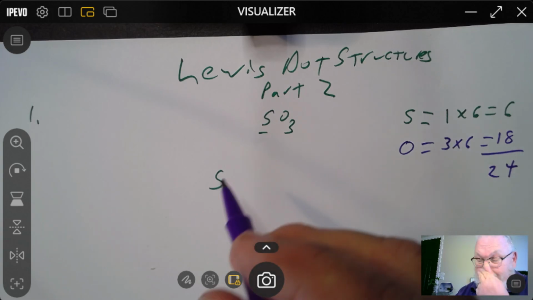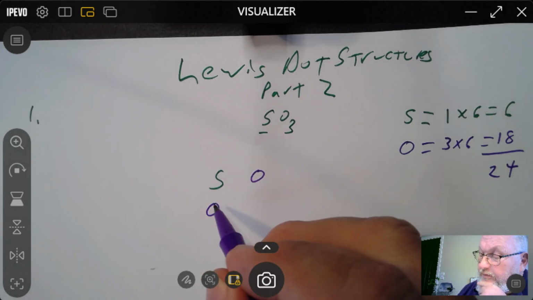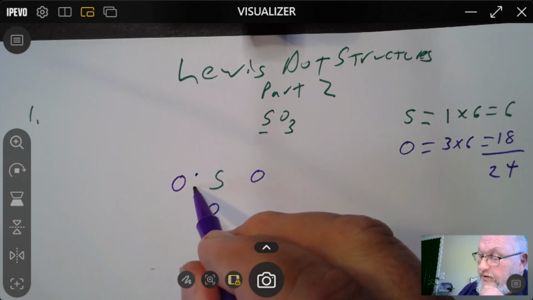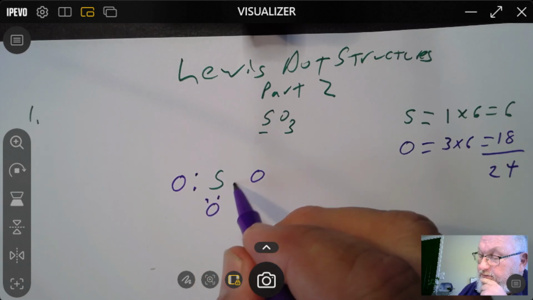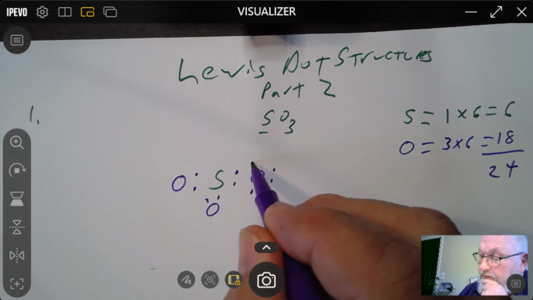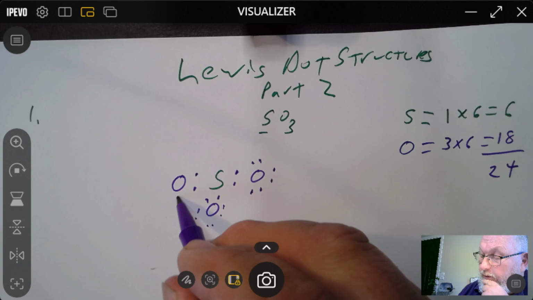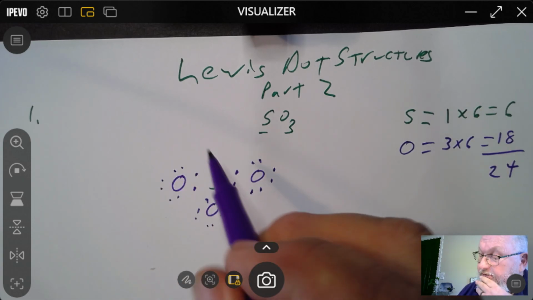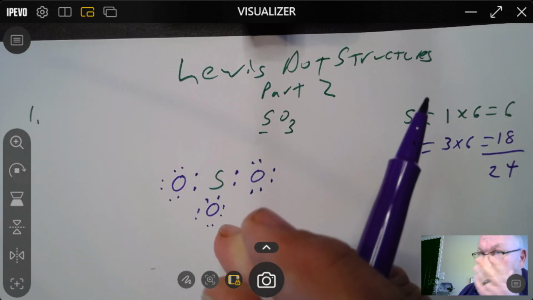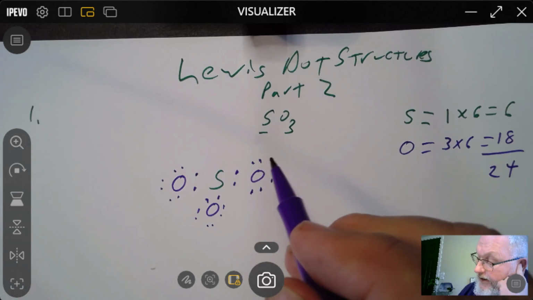So first, I'm going to put my oxygens around the sulfur. O, O. Now I'm going to make single bonds. All right. And I'm going to add all these valence shell electrons. So let's see, I've got 8 there, 8 there, and 8 there. That's 24. Got 8 around oxygen. Ooh, that's not good.